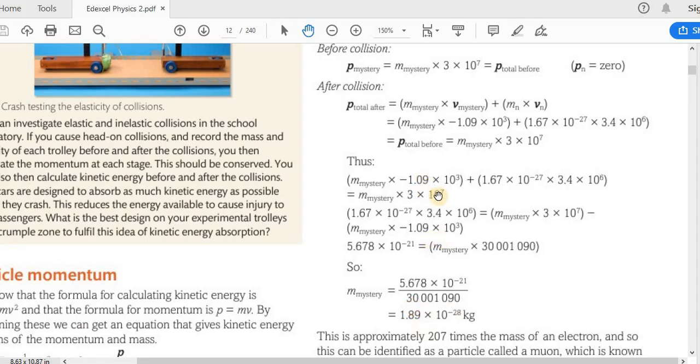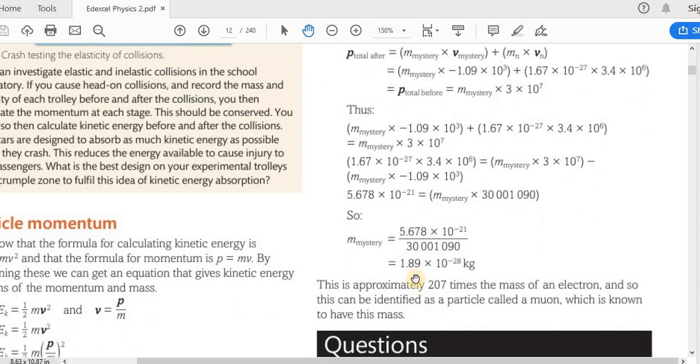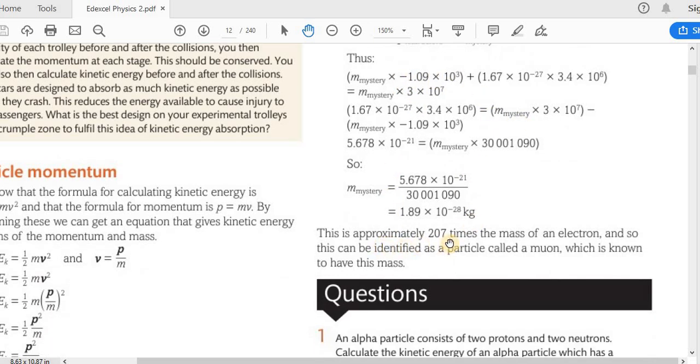When you solve this equation, you can try to work it out, then you will get 1.89 into 10 to the power minus 28 kilograms. And keep in mind the negative sign here. This is approximately 207 times the mass of an electron, and so this can be identified as a particle called a muon.